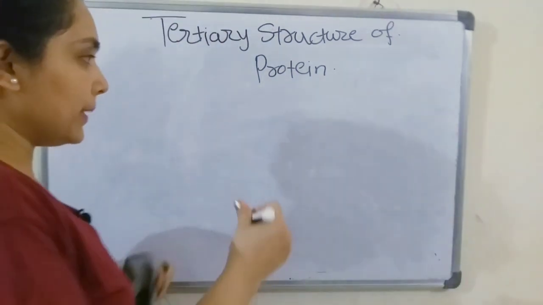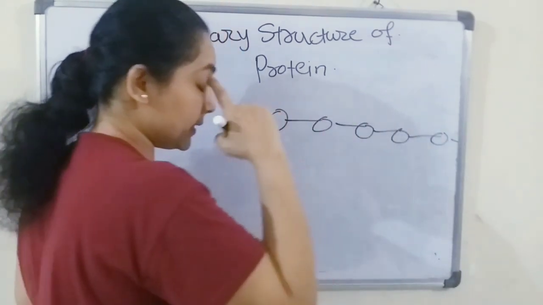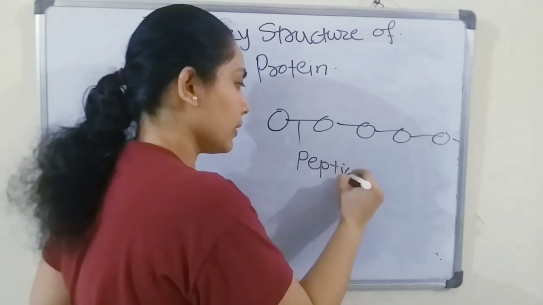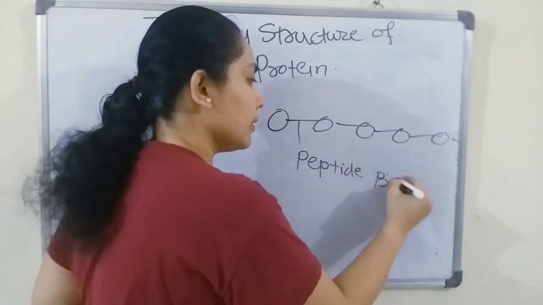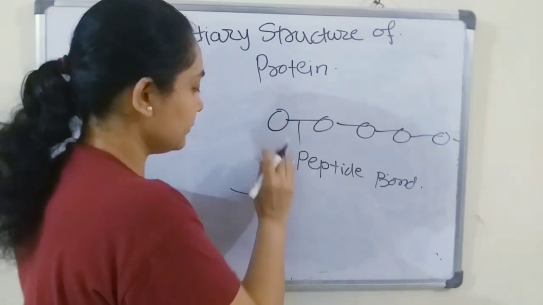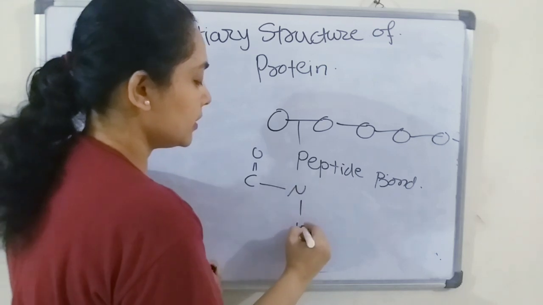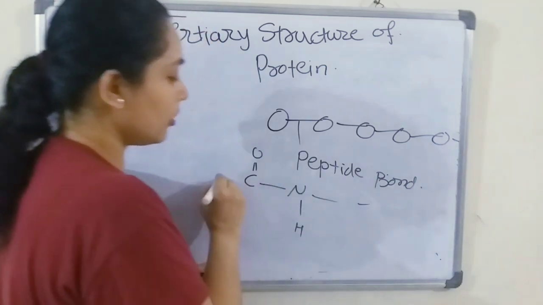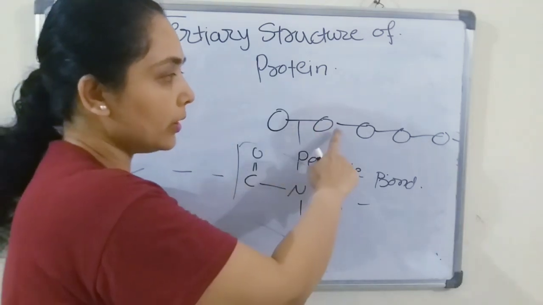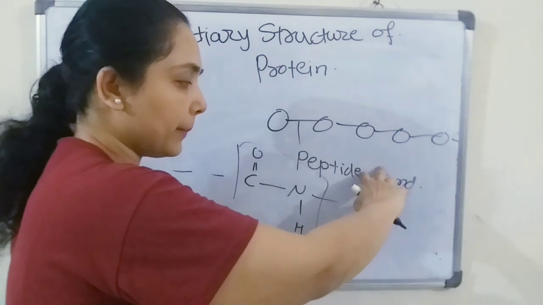So what is the primary structure? Primary structure is just the string of amino acids, where the amino acids are held together by the peptide bond. The peptide bond has the CONH, and this way the long chain takes place. So this is the peptide bond, which is holding the amino acids together, and it will form the primary structure.